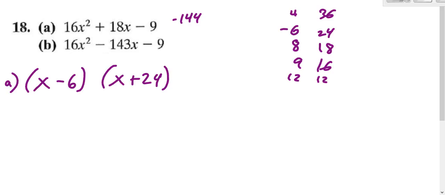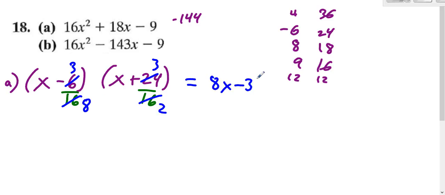Since we did the multiply trick, now we have to divide. So you divide by 16, reduce, and bottoms up. So you reduce that, 3 over 8. Bottoms up. So 8x minus 3 and 2x plus 3.